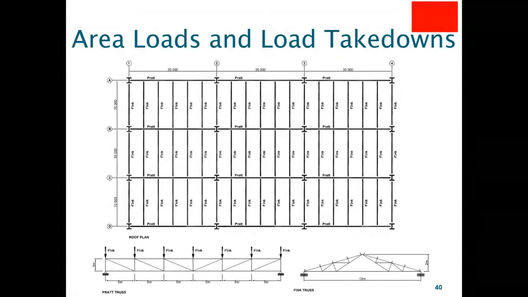But effectively, this is what you have to do in your project. You have a roof system that's made up of fink trusses. This is a plan view here, so this is the roof plan. We have all these fink trusses along grid lines 1, 2, and so on. Each of them is spanning 10 meters. We look down on the elevation at the bottom: it's a 10-meter span, 2 meters high, and has all of these individual elements in it.